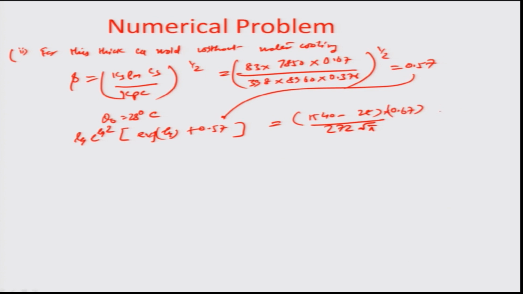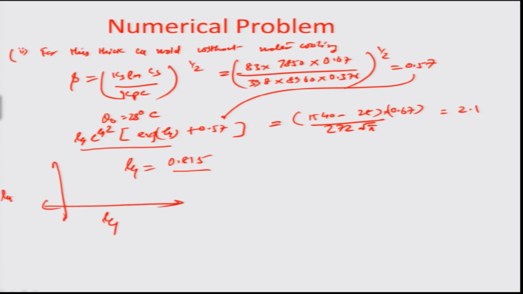So, this becomes equal to again 2.1. And in this particular case, if we calculate based on the iterations that we had done earlier, the equation gets balanced, the left and right side, corresponding to a zeta value of 0.815. So, again a graph of zeta versus zeta e to the power of zeta square times the error function of zeta plus 0.57 needs to be plotted in order to ascertain which corresponding zeta would actually give you the LHS and RHS as equality.